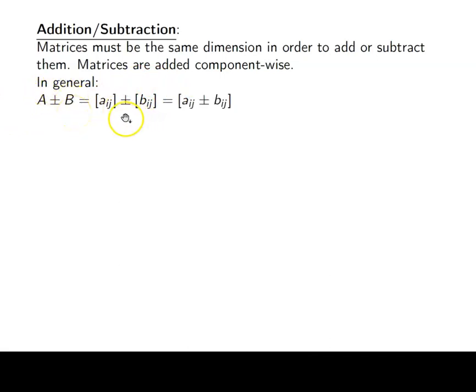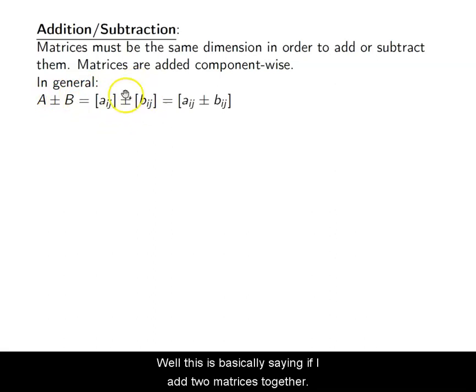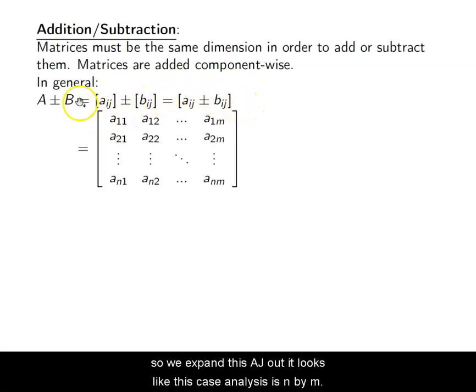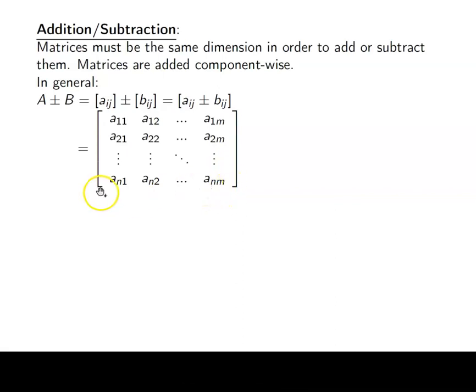So what does this look like? Well, this is basically saying if I add two matrices together, it's the same thing as if I add the elements of those entries together, right? So the Aij entry and the Bij entry get added together and create a new matrix, okay? So if we expand this Aij out, it looks like this. Notice this is n by m because it doesn't have to be square, right? The number of rows does not have to match up with the number of columns. So again, m columns, n rows.